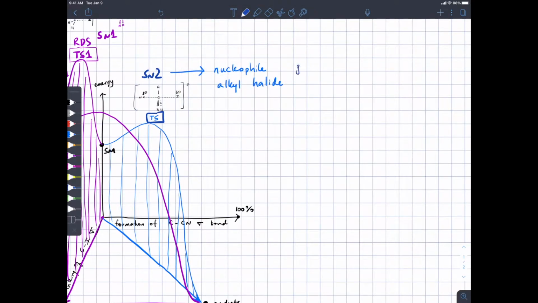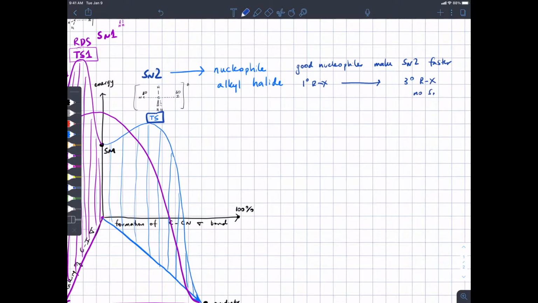The nucleophile, as we said, good nucleophiles make the SN2 reaction faster. In other words, they lower the activation energy or lower the transition state. Primary and methyl alkyl halides react very quickly in SN2 reactions, whereas tertiary alkyl halides react slowly or not at all.